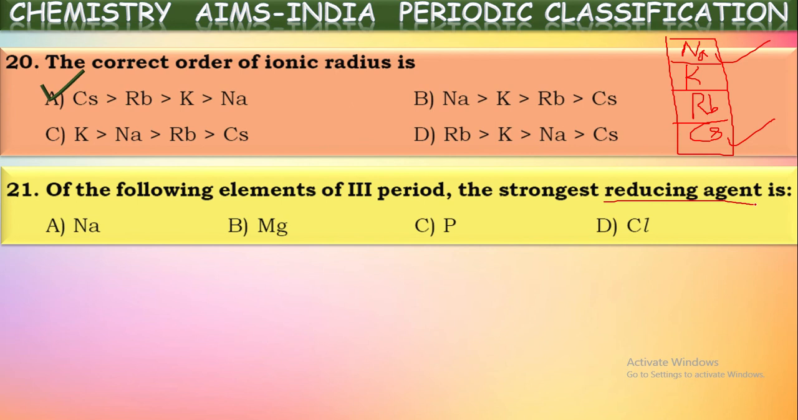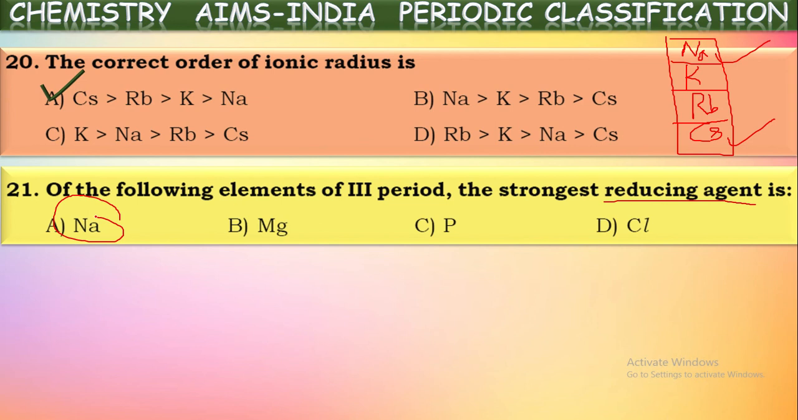So it is called reducing helper or reducing agent. The element which can lose electrons easily will act as a good reducing agent, isn't it? Now say, out of these four elements which can lose electrons easily, that will be the good or strong reducing agent. See, which can lose electrons easily among these four? That is sodium, because it has a greater size among these all.